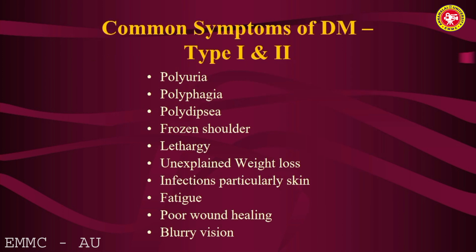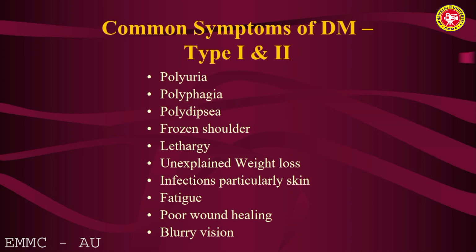Then these are the common symptoms. Based on symptoms only we have to finalize the diagnosis. Common symptoms of diabetes mellitus for both: polyuria, that is frequency of urination, excess urination. Then polyphagia, that is excessive hunger. Then polydipsia, that is excessive thirst. Then frozen shoulder, that is pain in the shoulder. So during the strain, we invite frozen shoulder. But if you often have pain in the shoulder, we have to check the blood glucose level. Then lethargy, that is tiredness. Then the main one is unexplained weight loss. If suddenly we lose 5 to 10 kgs of weight, we have to check our blood glucose level.